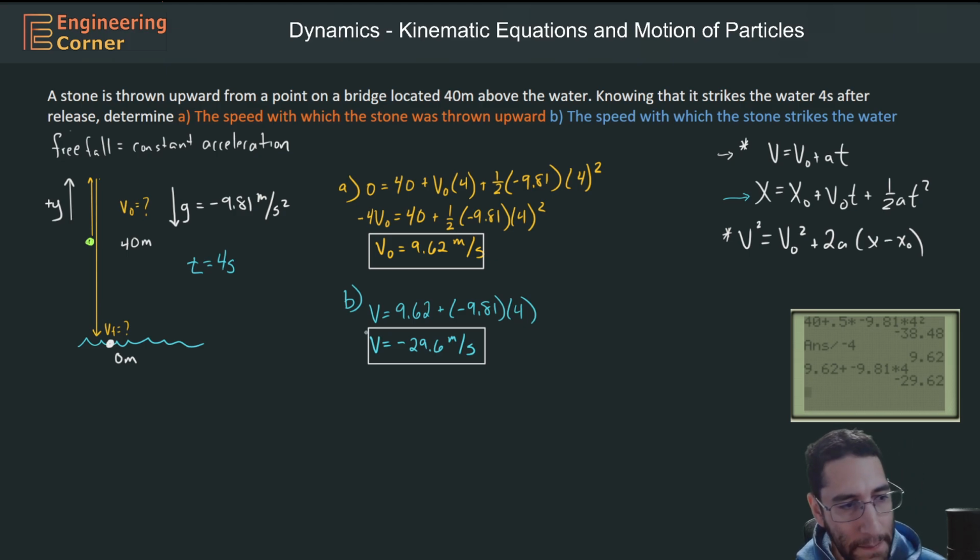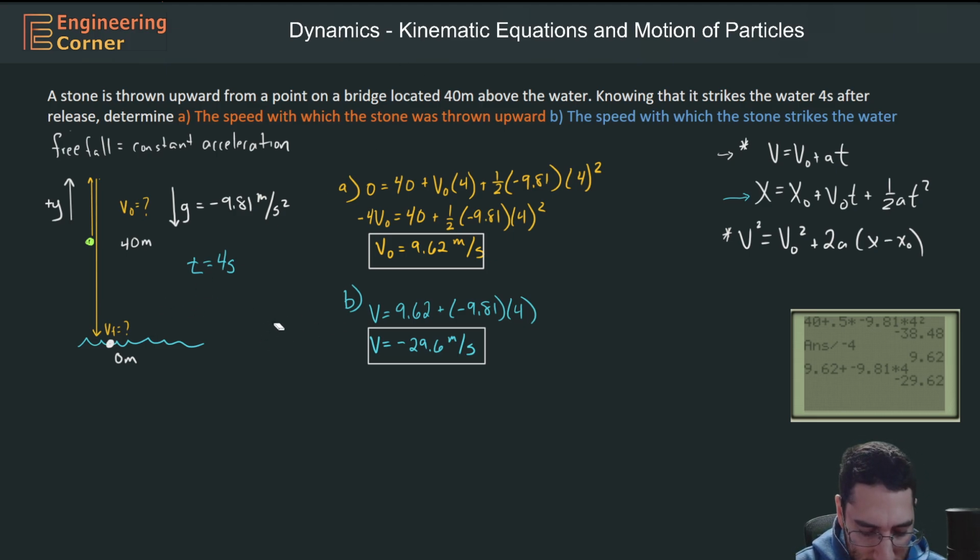The negative sign makes sense. The negative sign says we're going in this direction. Because I said anything that's going upward is positive. Because I have a negative sign, it means my velocity must be pointing down, which sort of makes sense. When you think about the problem, the stone's falling downward.